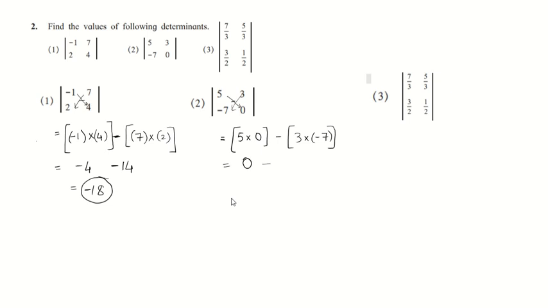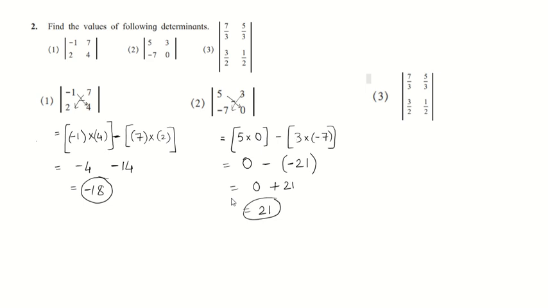Remove the bracket. Minus sign here. 3 into minus 7 is, 3 sevens are 21. But 3 is positive, 7 is negative, so plus into minus is minus. This is minus 21. So after removing this bracket, 0 minus into minus is plus 21. So 0 plus 21 is 21. This is the answer for the second determinant.